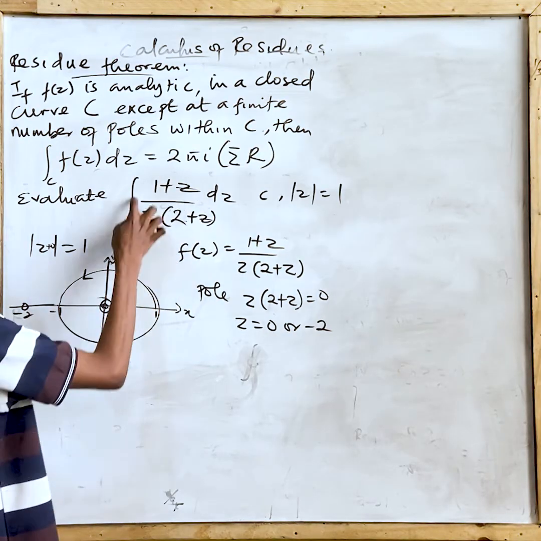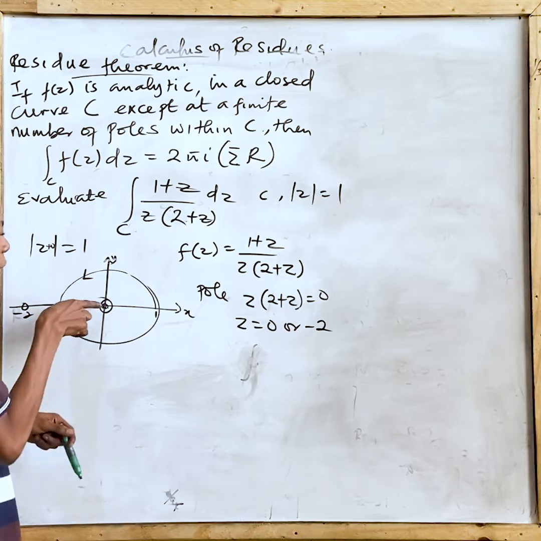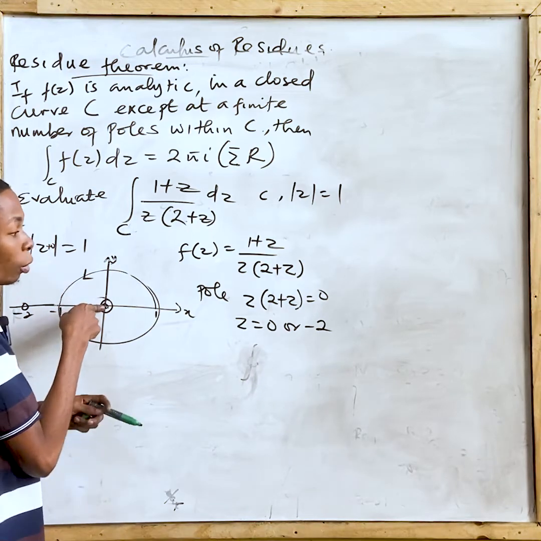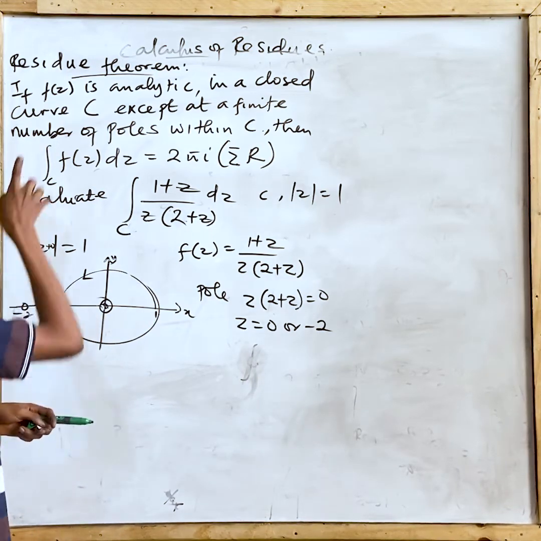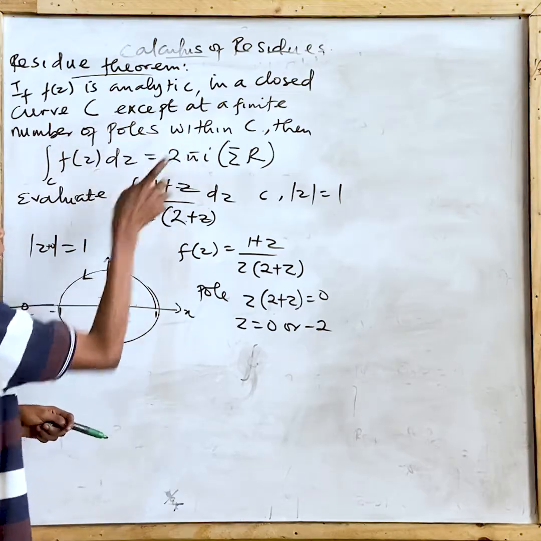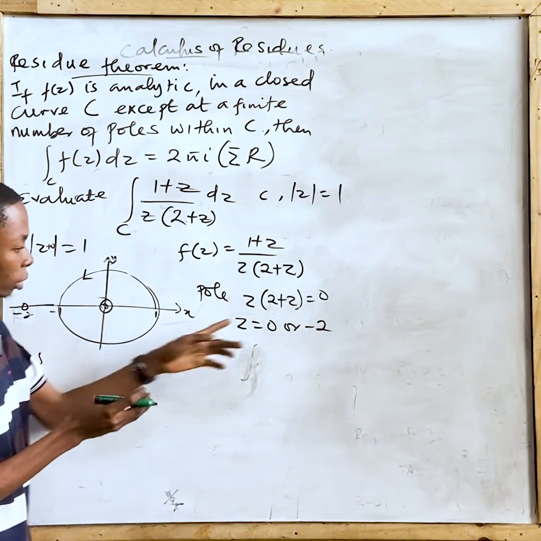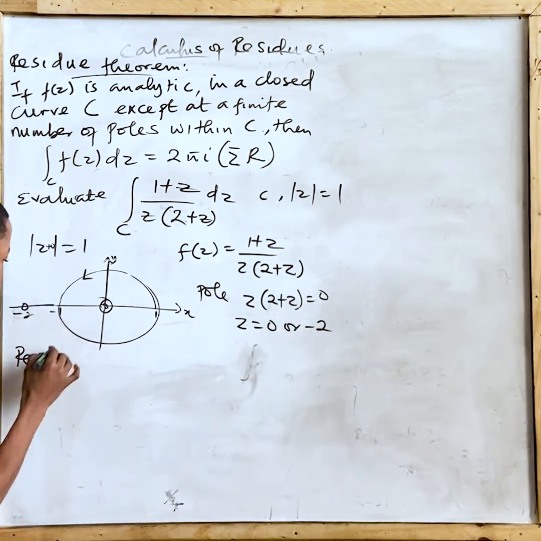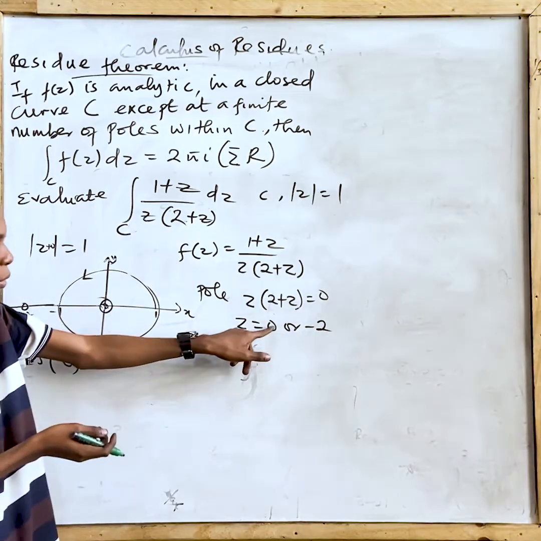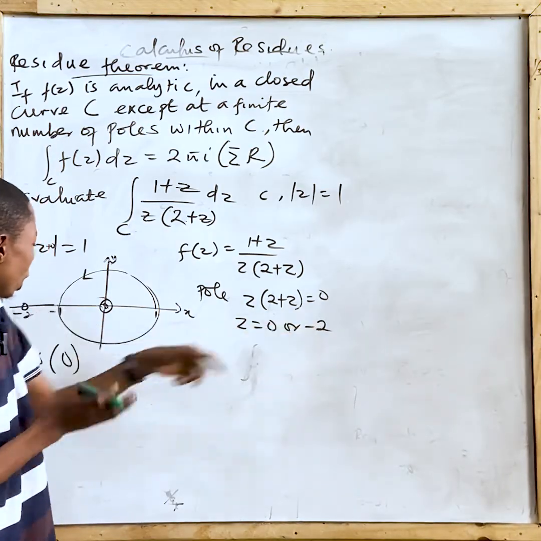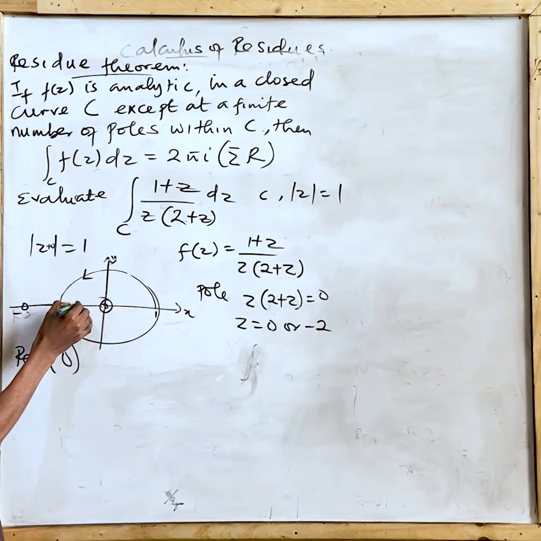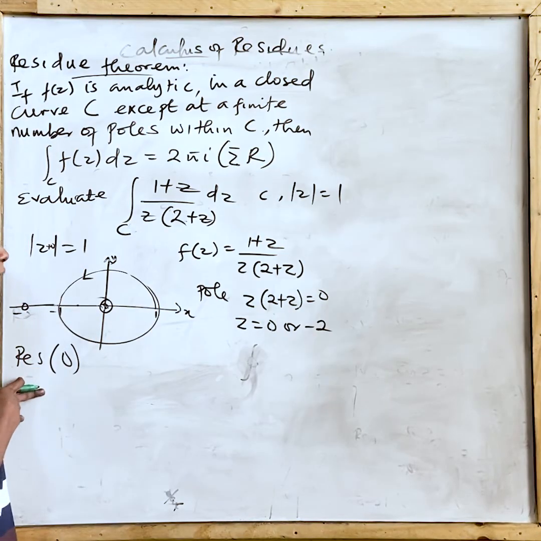So to evaluate this integral, we now take the residue at z equals 0 alone. We ignore the other because the theorem says that except at a finite region, the poles that are outside, we ignore. So we now take the residue. This is a simple pole. We take the residue at z equals 0, of this one alone. We leave this. Suppose that z equals minus 2 is also within the contour.